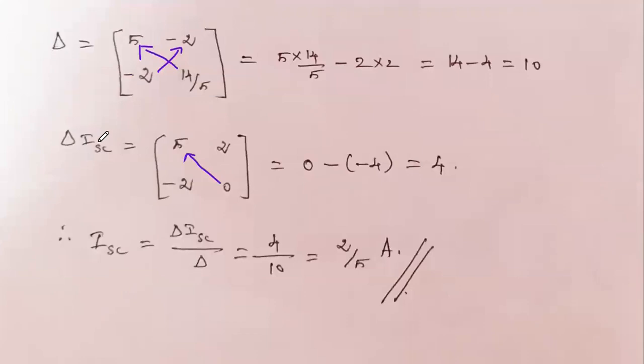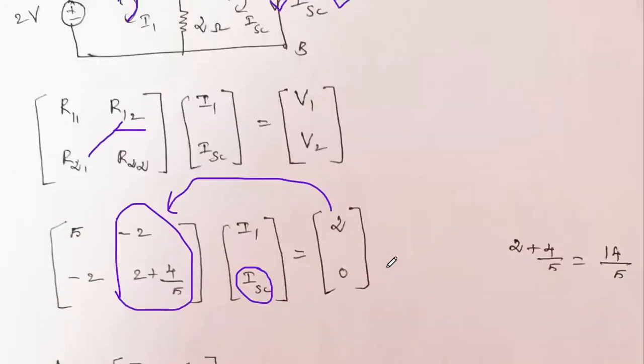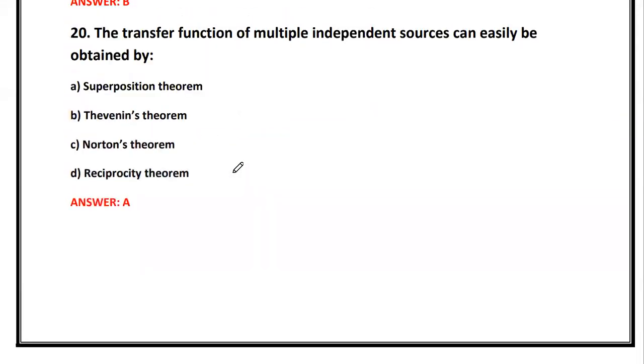Okay. So del ISC, del is calculated. So therefore, the short circuit current ISC equals del ISC divided by del. So 4 divided by del 10, so 2 divided by 5. Okay. So the option you see, there are 4 options given. So 2 by 5.